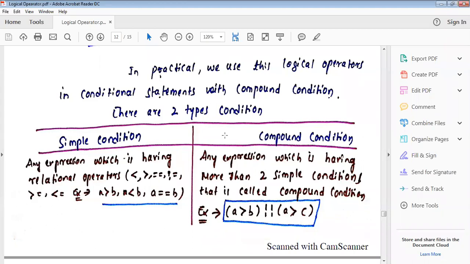So in the quadratic equation program we write one condition. Look, we write an if condition there: if A is equal to 0 or B is equal to 0 or C is equal to 0. Here, A is equal to B is one simple condition.